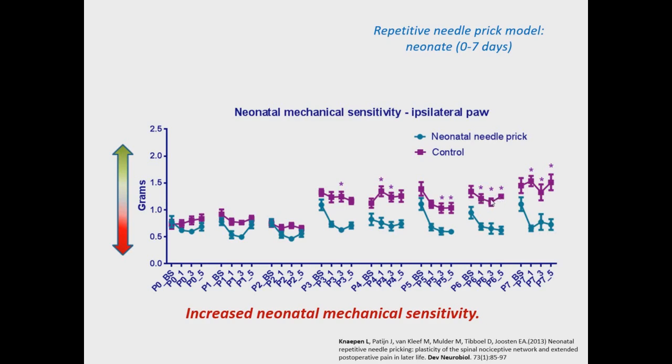We see larger filaments are needed, so less pain. Whereas if we provide the needle pricks, you see there is an increased sensitivity from day 3, 4, 5, 6, and 7. So there's a difference. So the animals do have pain, as we concluded from that. Acute pain.